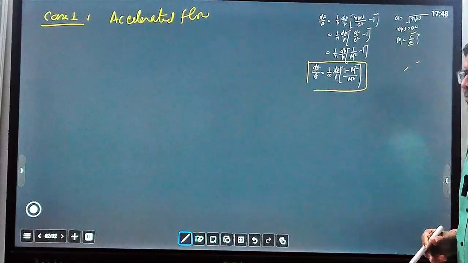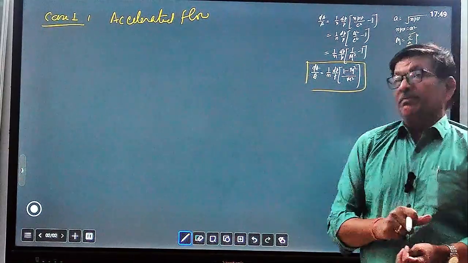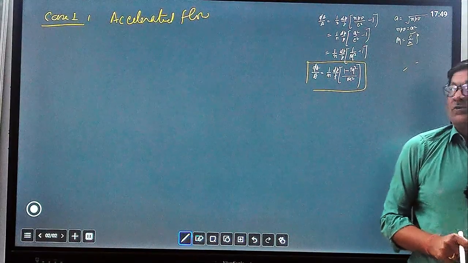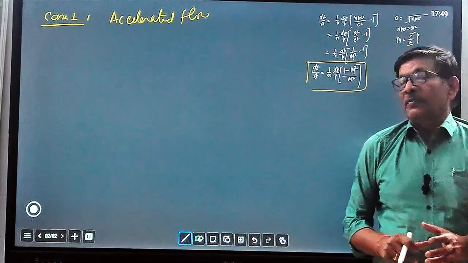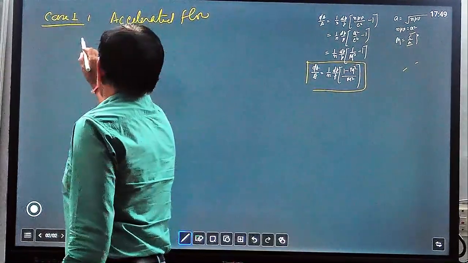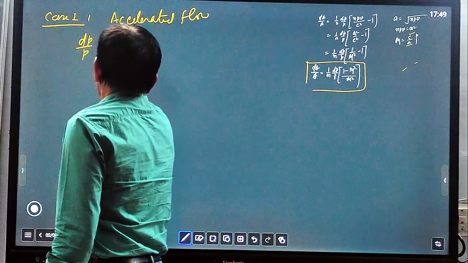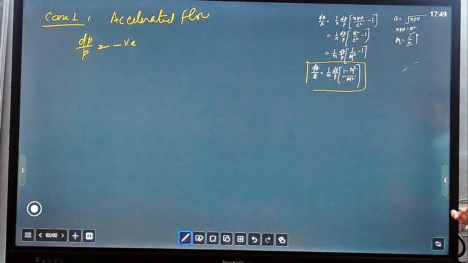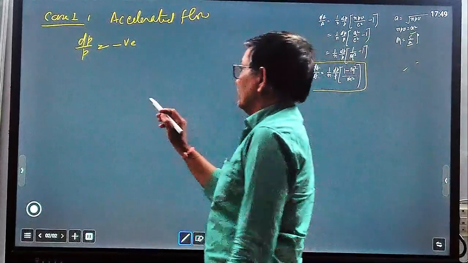What will happen? Because we know that acceleration will take place when pressure is decreasing, because pressure energy is converting to kinetic energy. So in accelerated flow, pressure is decreasing, which means dP by P in this equation is negative. That is accelerated flow. So now three conditions are possible.